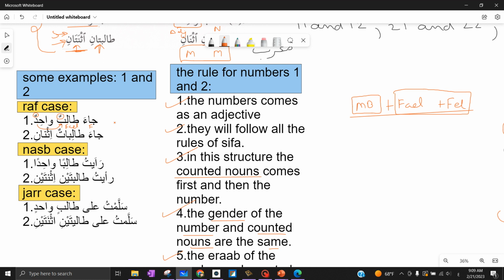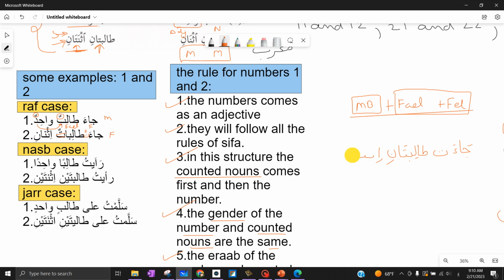Now we see for the feminine. This is for male, this is for feminine. There should be a ta'nith here. Ja'at talibatani. I'm sorry, it should be talibatani. It's wrong, I'm so sorry. It should be Ja'at talibatani. Okay, ta marbuta is the sign for femininity, and this alif is showing the marfu case. Ja'at talibatani.